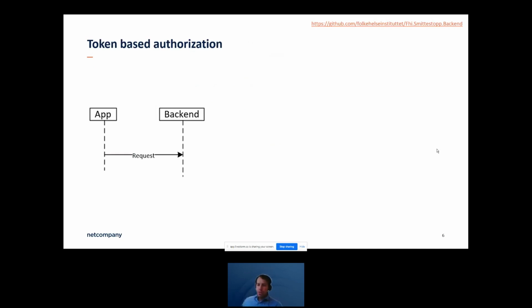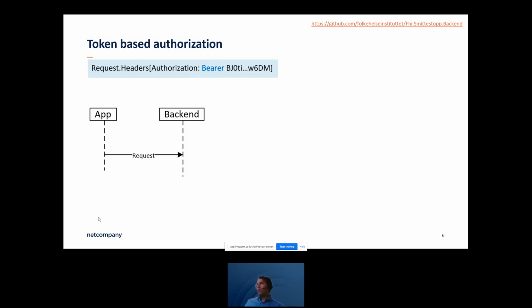So, token-based authorization, in all its simplicity, works as follows. It's the backend that has to be protected. We protect this with something that the app or the request should contain in order to be allowed to post information to the backend. This is done in this case via token-based authorization, and in all its simplicity, it is a header value. It's the authorization header, which has a certain format, in this case the bearer.